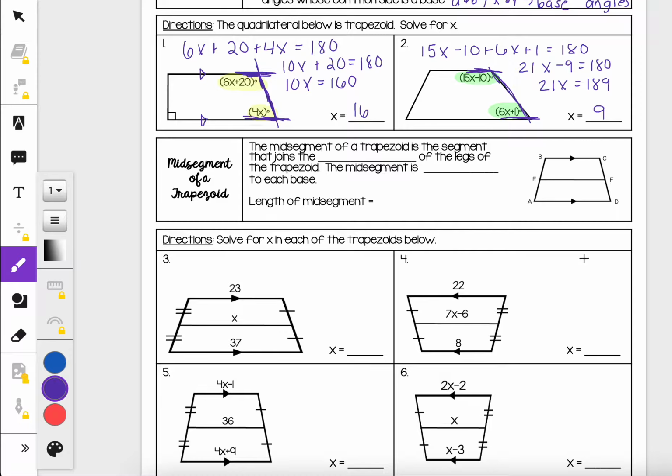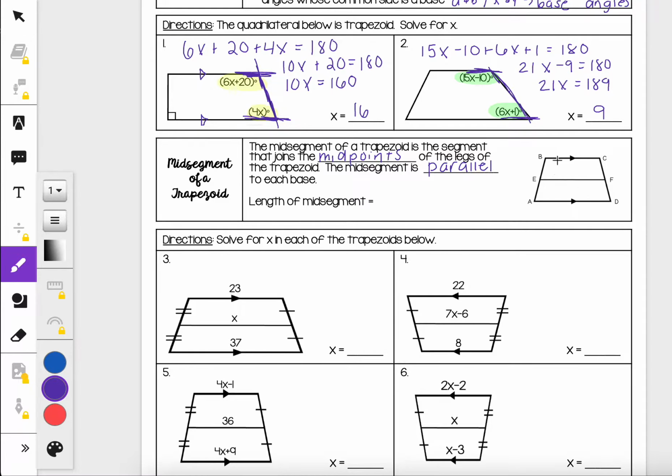Now, in a trapezoid, we have a special segment called a midsegment. So the midsegment of a trapezoid is a segment that joins the midpoints of the legs of the trapezoid. The midsegment is parallel to each base.